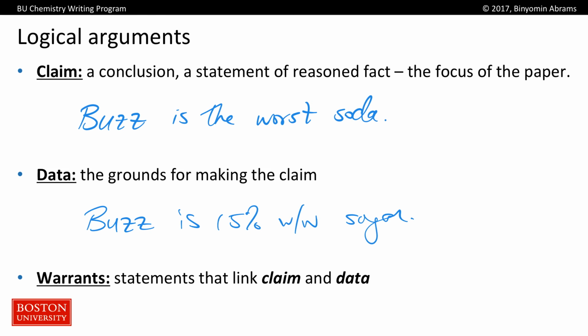In order to support that claim, I'll need to bring warrants, which are statements that link my claim and these data. Such warrants might be how the sugar concentration was calculated, a statement about the precision or accuracy in that value, and a link between sugar concentration and deleterious nature of the drink.